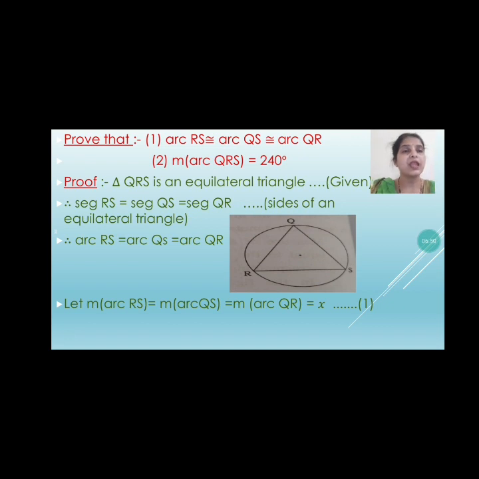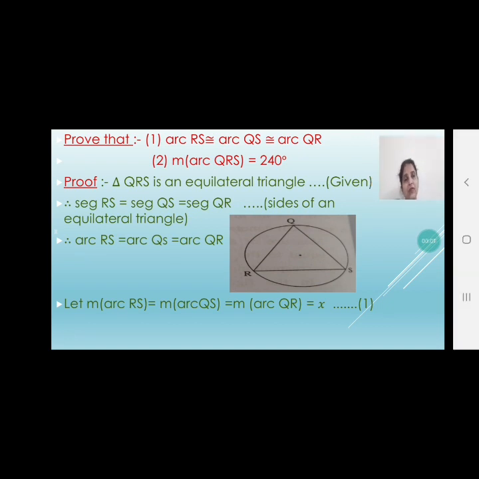Okay. And we are with the third problem of the exercise, in which a triangle is inscribed in a circle. Okay, that triangle is an equilateral triangle, and what we have to prove is that arc RS is equal to arc QS is equal to arc QR. Okay, and we have to prove that arc QRS is equal to 240 degree. Okay, now we'll start with the proof.